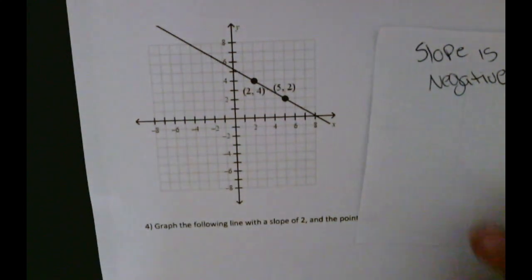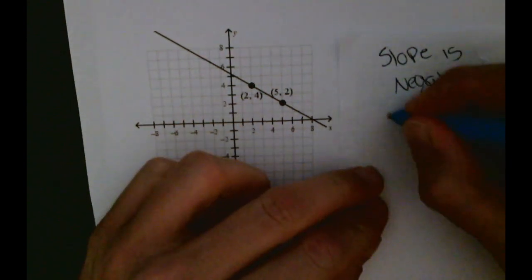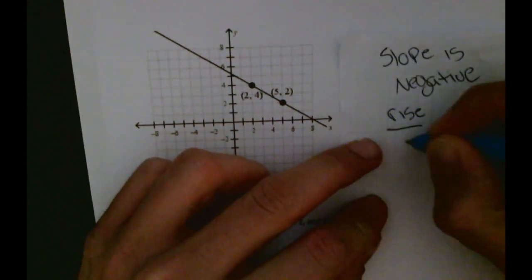Now that we determined our slope is negative, we can go ahead and find the actual slope or steepness of our line. How do you find the slope or steepness of our line? You want to use the ratio rise over run.